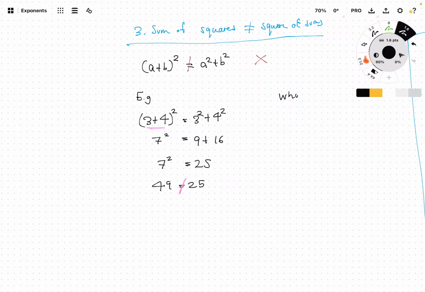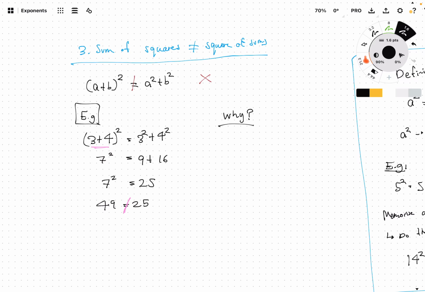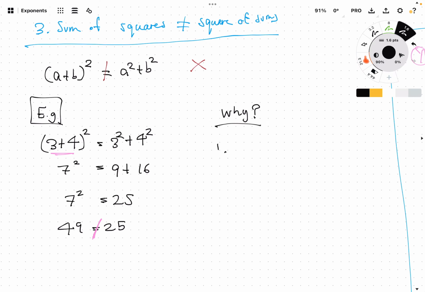Now, why is this? Why are they not equal, though, right? So this is just an example that shows that it doesn't work. So we know it doesn't work, but why? Well, the reason why is that we need an idea, which is called the distributive property. Have you guys heard of the distributive property? The distributive property is just a property that says you can distribute multiplication to individual terms inside a bracket.